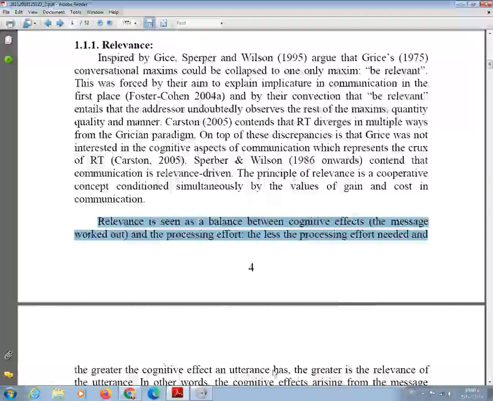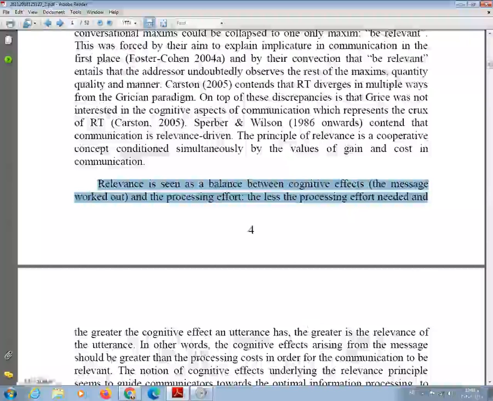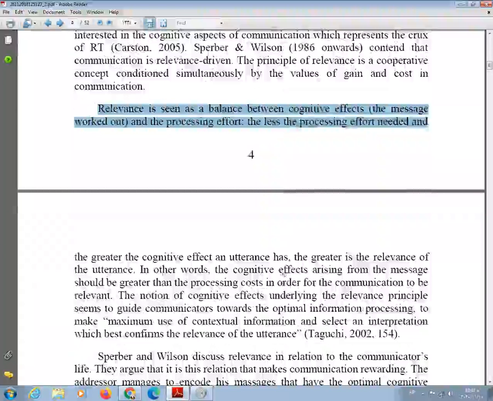Okay, if we arrive at the meaning with the least effort, this means that the text is really relevant and really reader friendly. Okay, if this doesn't happen, we cannot consider it a relevant text. It's no longer relevant. It's irrelevant. Okay. In other words, the cognitive effects arising from the message should be greater than the processing cost. The gain must be bigger than the cost in order for the communication to be relevant.